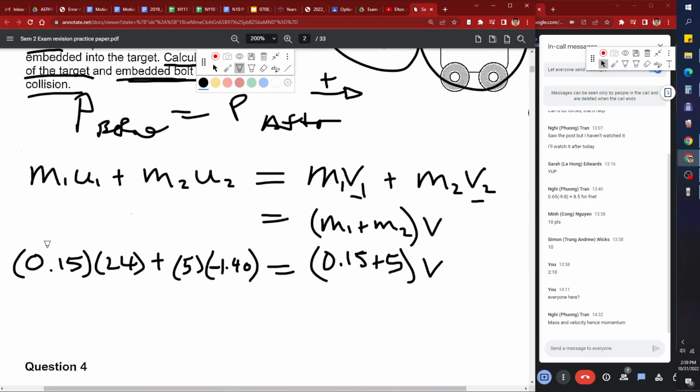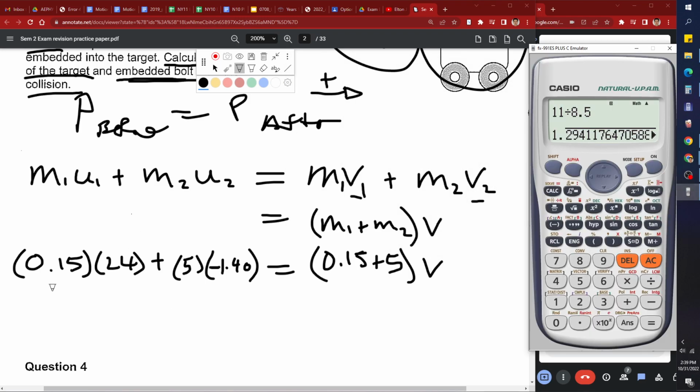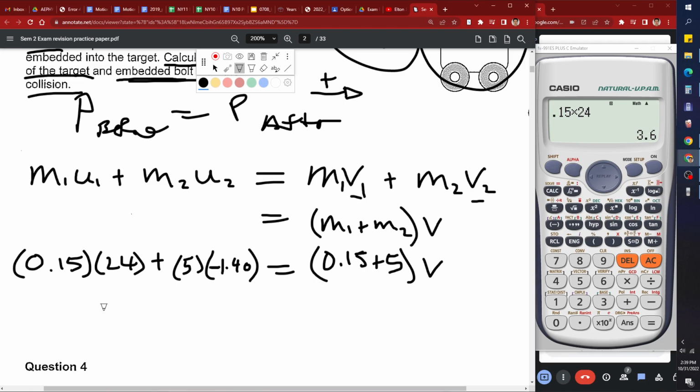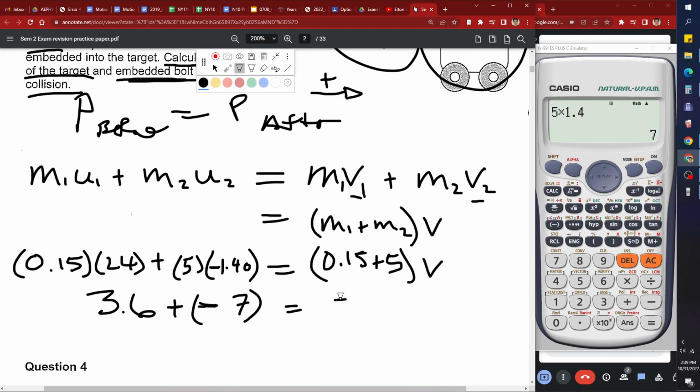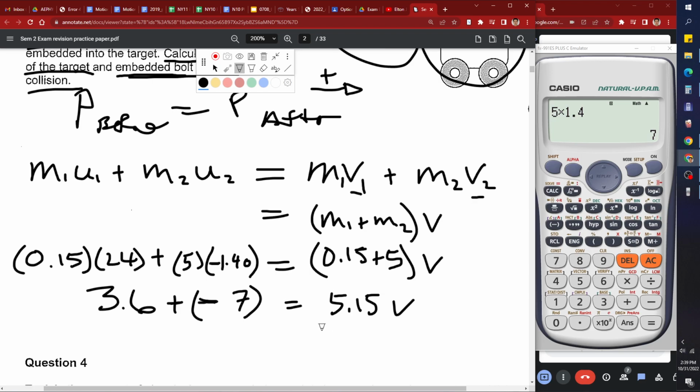Okay, so why don't we do this part? I'm just going to do it step by step so that we don't lose anything here. So 0.15 times 24, we get 3.6 positive plus, this side's going to be negative, 5 times 1.4. Okay, so that's 7 minus 7. Okay, this is actually going to be negative. And then this one's 5.15 V. So now we can get V.